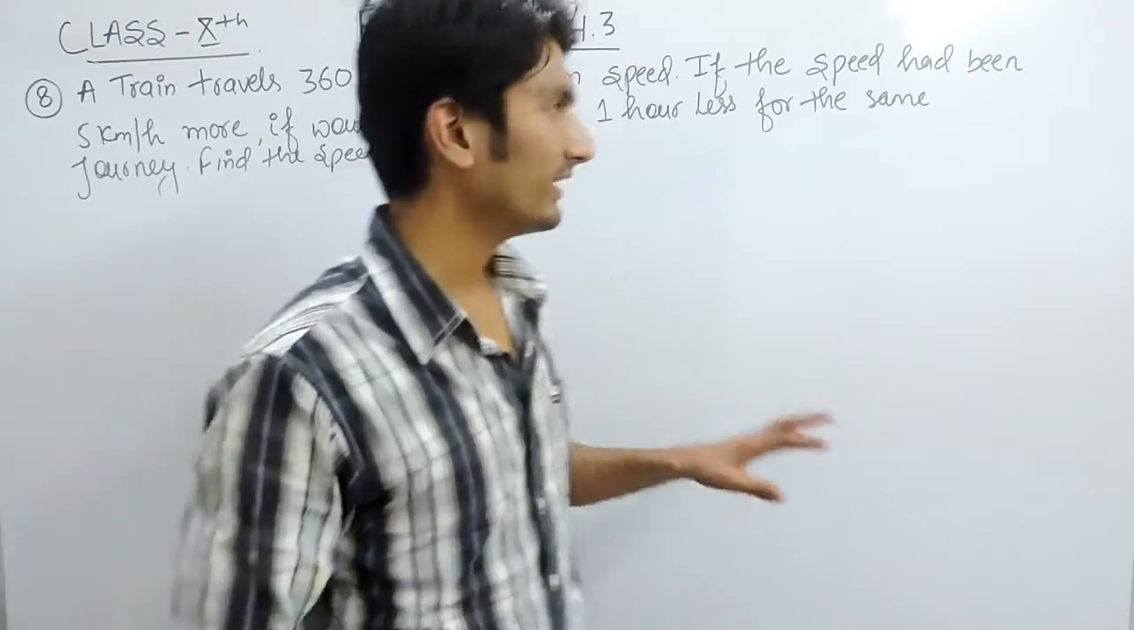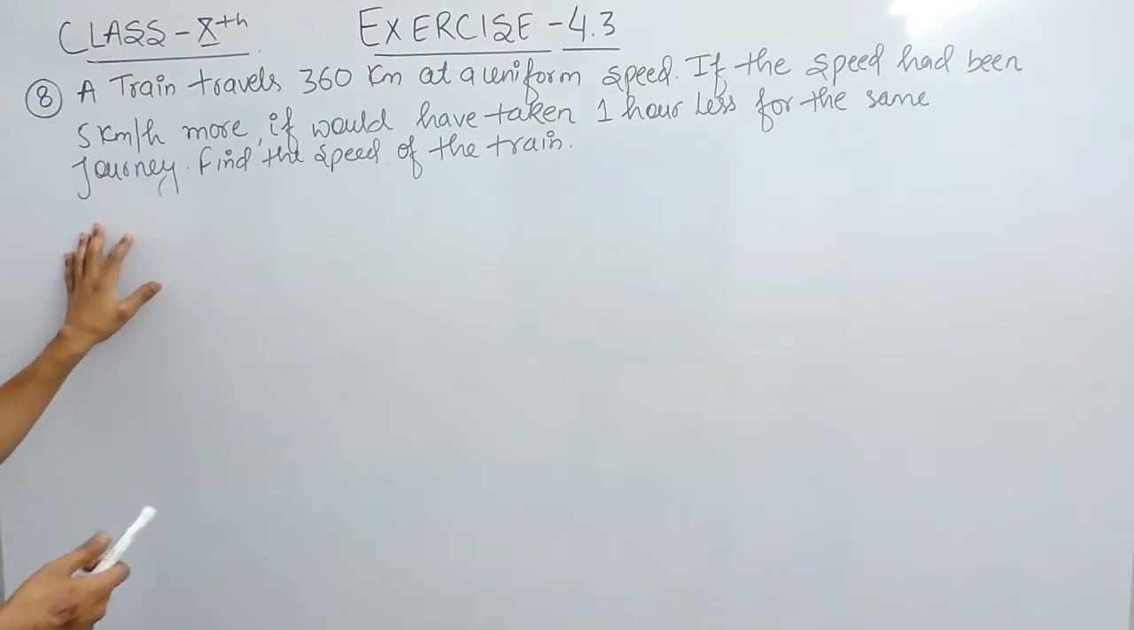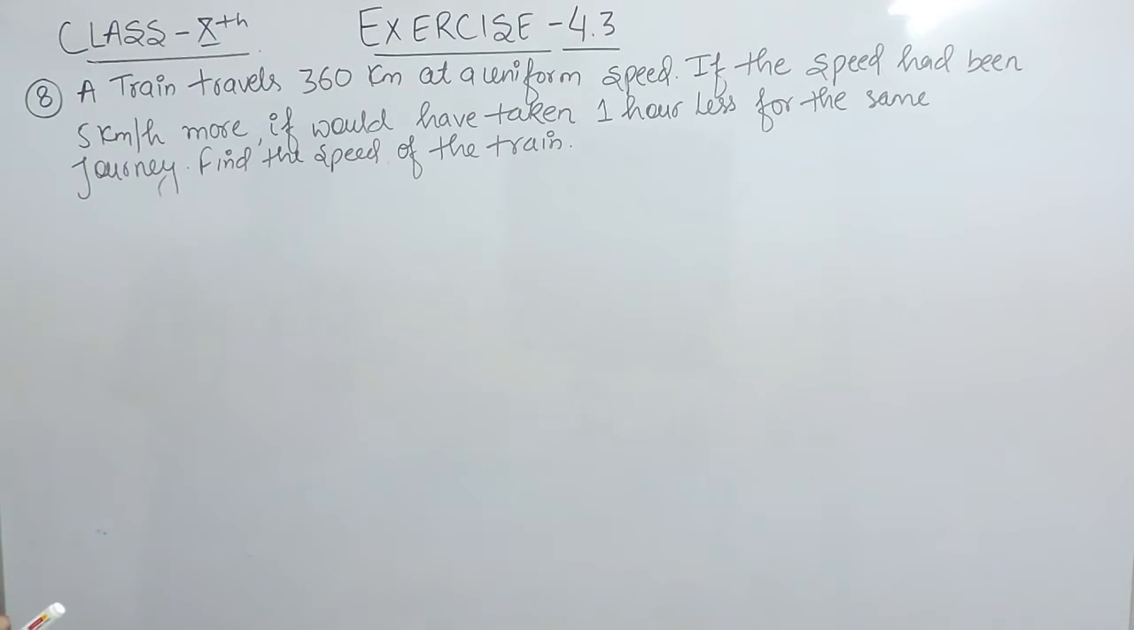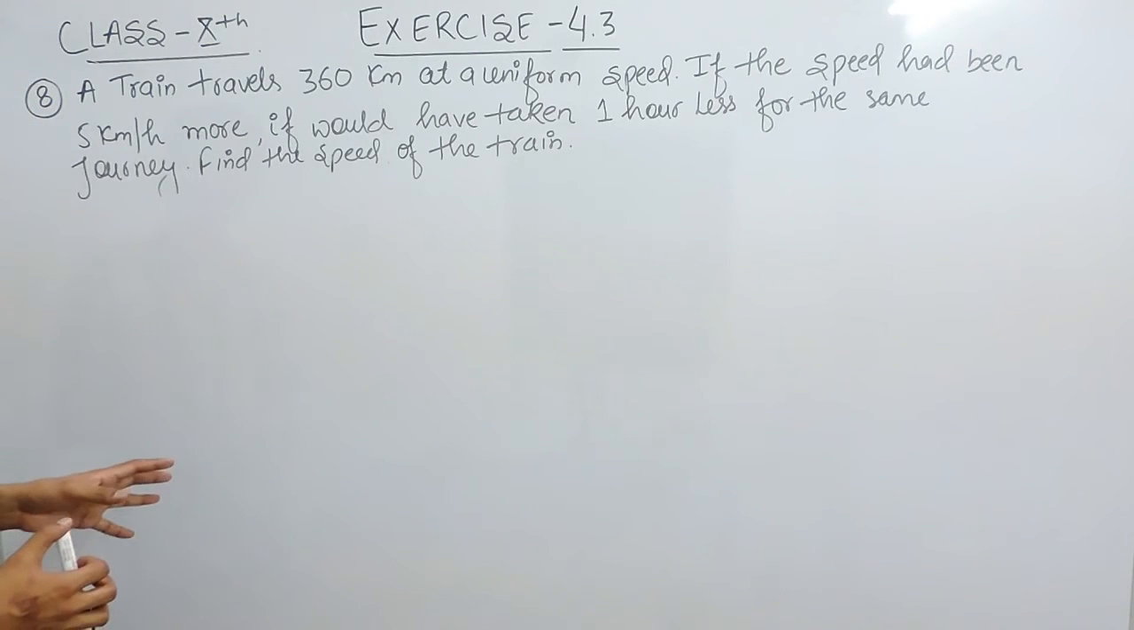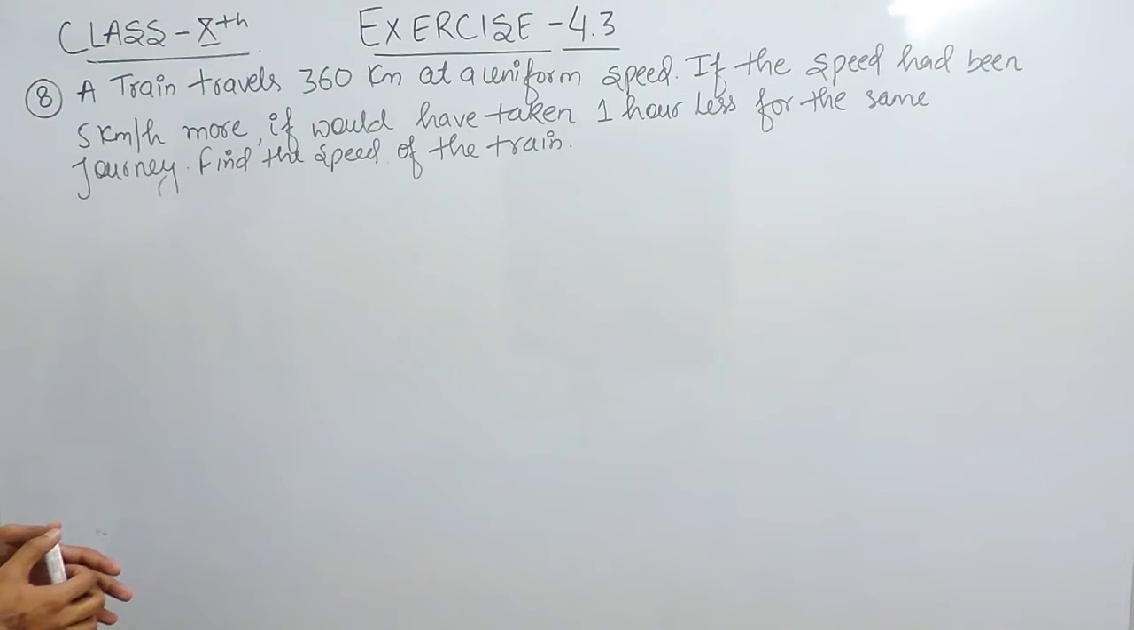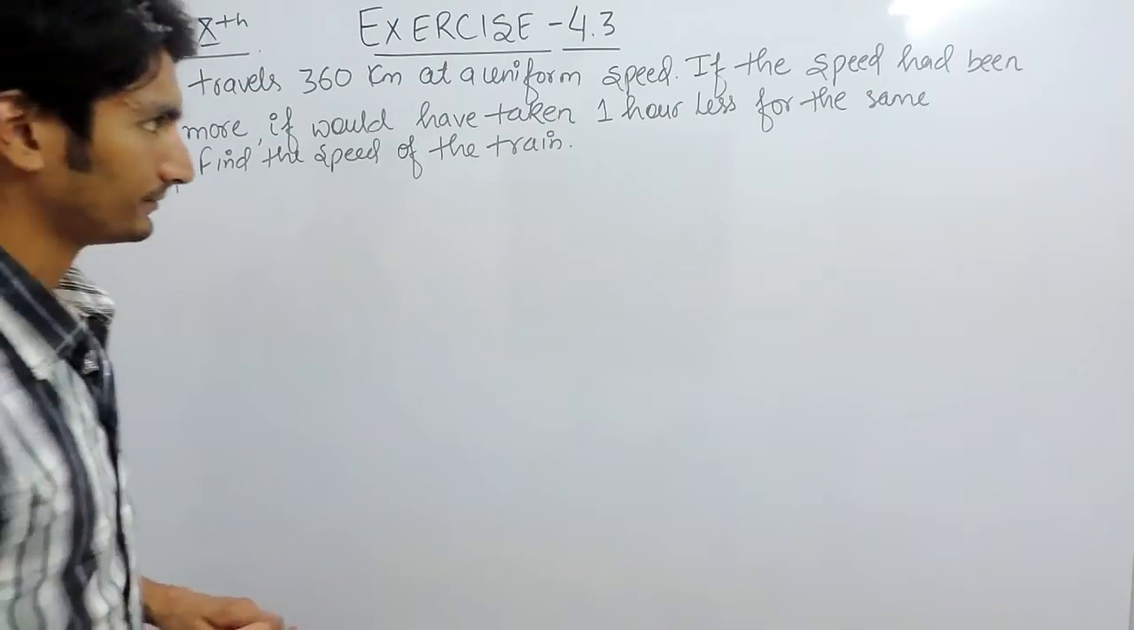Hello everyone, in this video we are going to solve question number 8 of exercise 4.3. The question says a train travels 360 km at a uniform speed. If the speed had been 5 km per hour more, it would have taken 1 hour less for the same journey. You have to find the speed of the train.